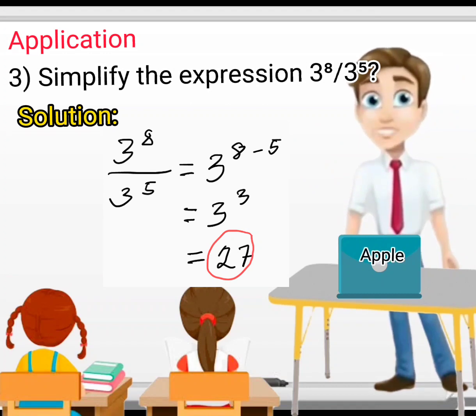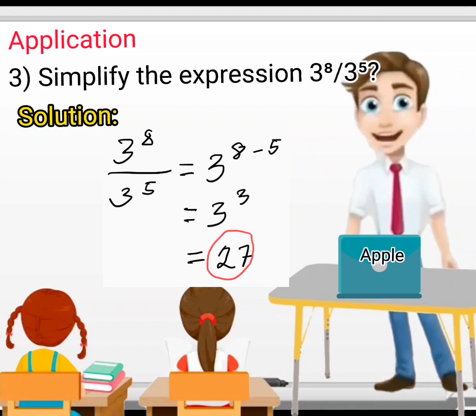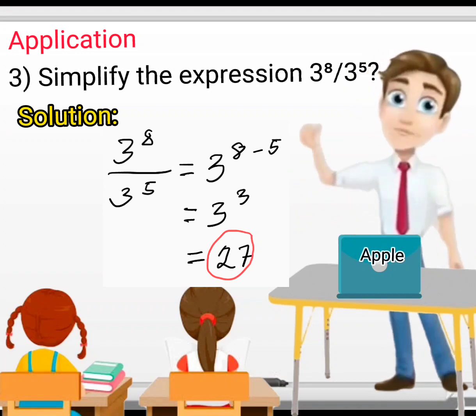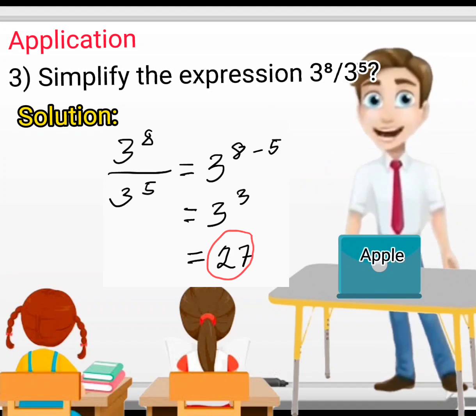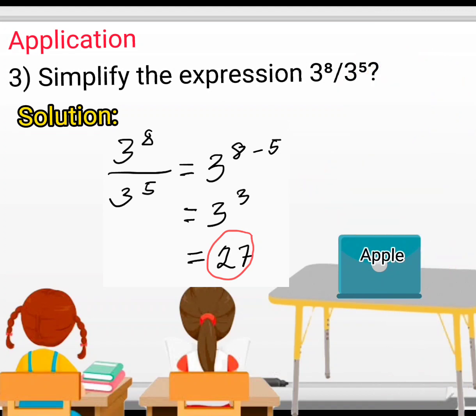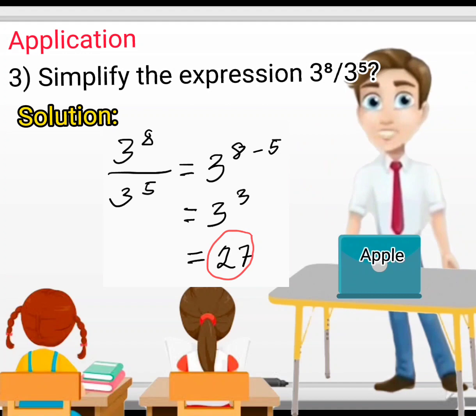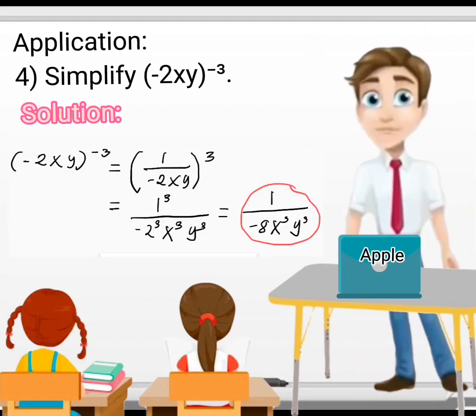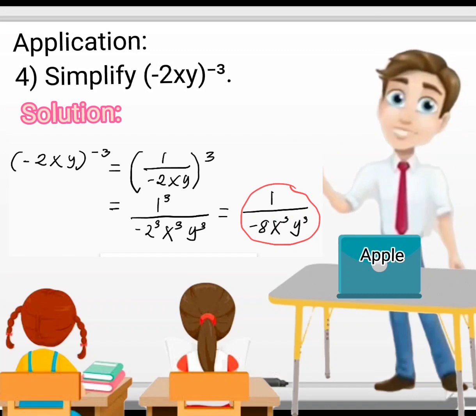So that is 3, and then you are going to subtract the exponent, 8 minus 5, so the answer is 3 raised to 3. And then if we're going to simplify that, that is equivalent to 27, because 3 times 3 times 3 is equal to 27. Okay, so let's take problem number 4, and I will read.